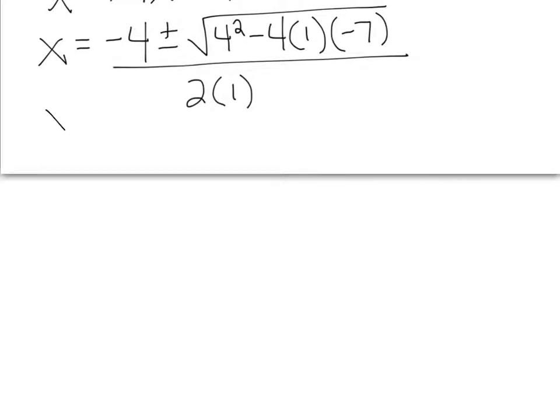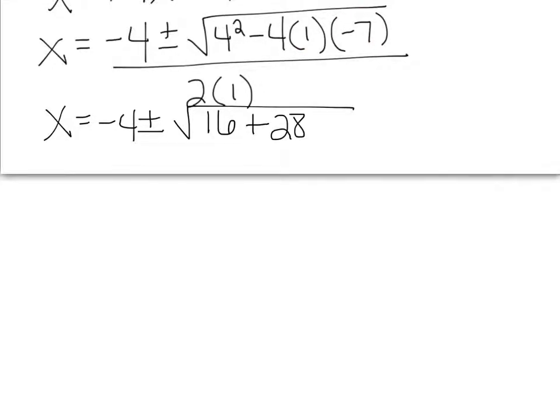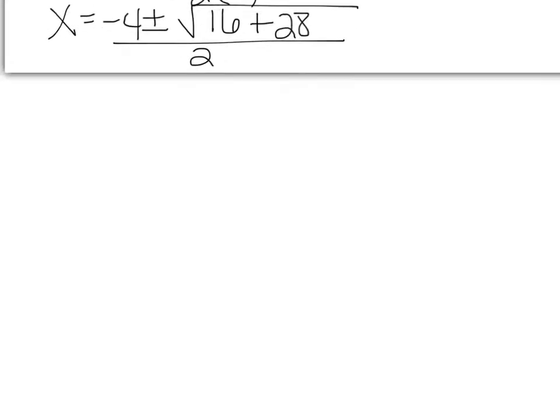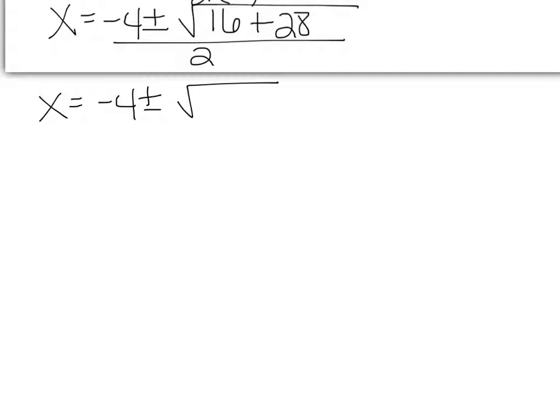Okay, let's clean it up. We've got x equals negative 4 plus or minus the square root. 4 squared is 16. Negative 4 times 1 is negative 4, times negative 7 is positive 28, all over 2. Let's continue to clean it up. Negative 4 plus or minus the square root. 16 and 28 is 44, all over 2.